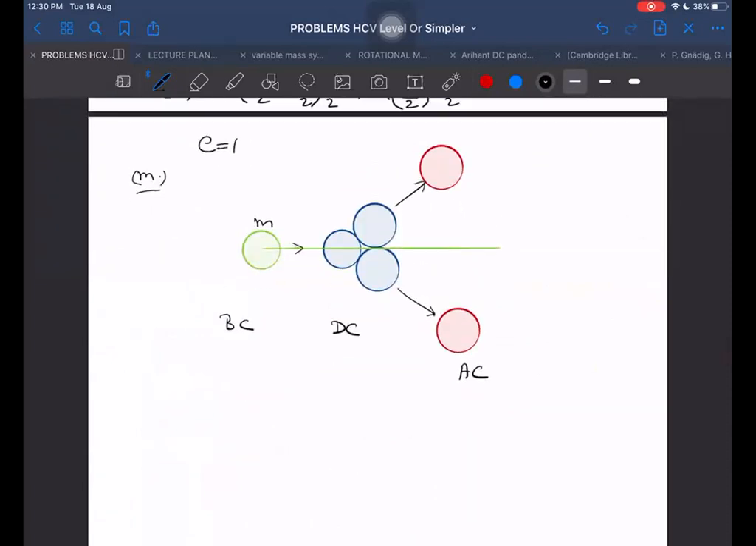So during collision, this is the diagram. This mass A collides with B and C. This is also the diagram of A only, and this is also the diagram of B and C only. What will happen to A? So we have to find out what will be the velocities of A, B, and C after collision if the collision is elastic.